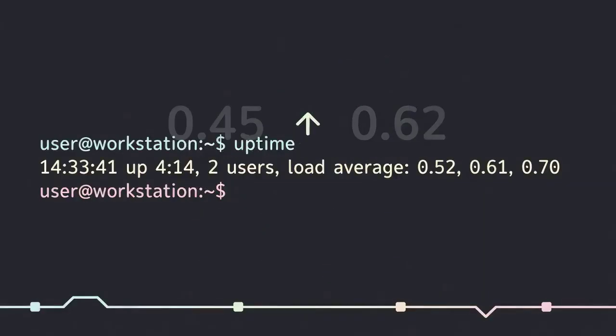Now we rerun uptime to take a second reading and establish a trend. Comparing the two samples, the 1-minute load moved from 0.45 to 0.52 over a few seconds, and the 5-minute average stayed nearly flat at 0.62. When the 1-minute value is higher than the 5-minute, the load is rising. When it's lower, the load is falling. This is how you spot load changes in real time.